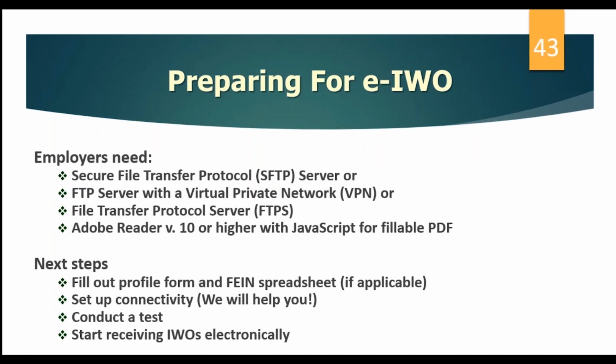So what do you need to do to prepare for joining the E-IWO process, and we certainly hope you will? The first thing is the employer needs to determine that server. You see there the 3 types of servers, again, that we support: either a secure file transfer protocol, or SFTP server, or a FTP server with a virtual private network. And we actually create the virtual private network and connect with you using that. Or you can use the file transfer protocol server. So all 3 of these, with the mechanisms set up, are considered secure for the transmission of the data across the internet to you. So those are the 3 we can support.